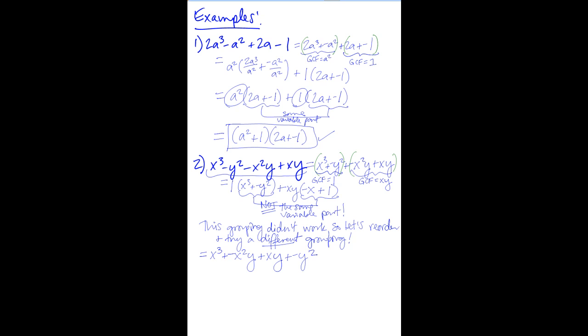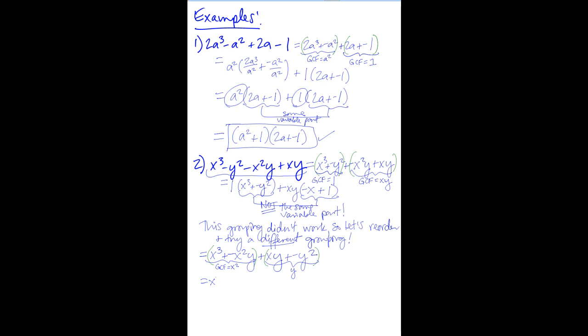Let's see if grouping now, in this case, works. If I group the first two terms together and the last two terms together. Alright, so what is the greatest common factor here? In this case it would be x squared. What's the greatest common factor here? In this case it would be y. So let's try doing that.